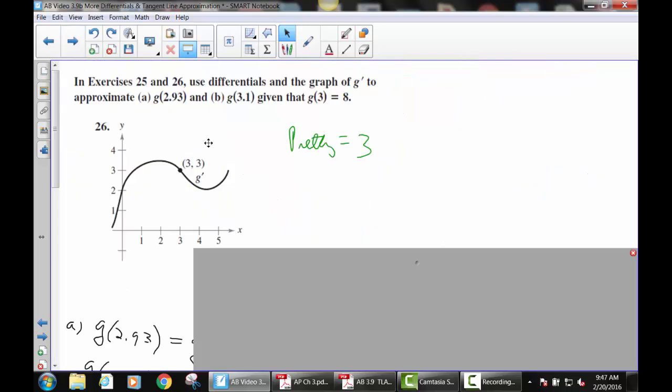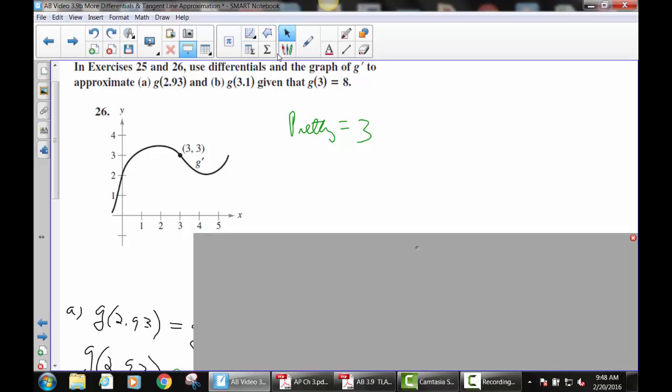All right, this is a bit different. You have been given this time the graph of g prime, not g, and they're asking you to approximate g of 2.93 and also approximate g of 3.1. So both of these numbers, of course, are very close to 3, which is right here. Now remember, this is not g of 3, this is g prime of 3, which is why they have to give you the value of g of 3 up here, otherwise you'd have no way of knowing what it is.